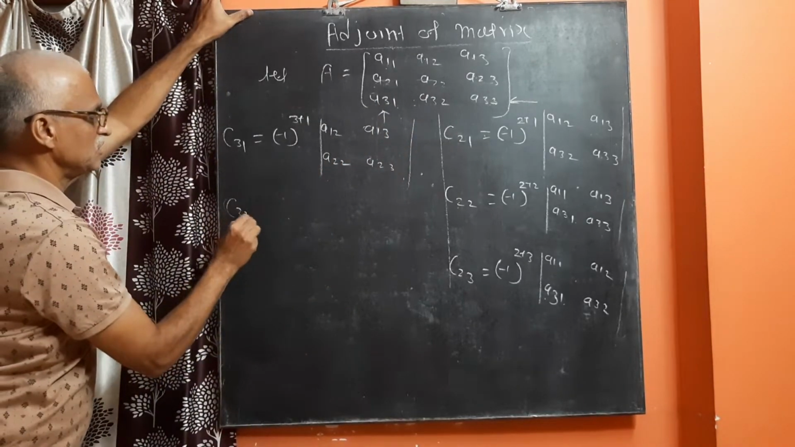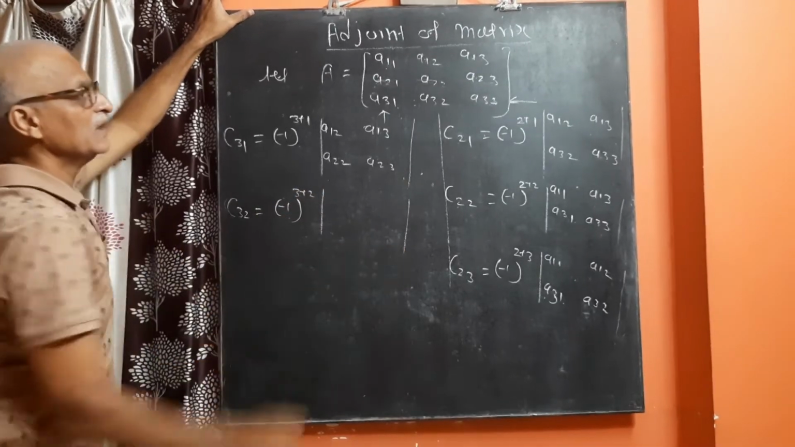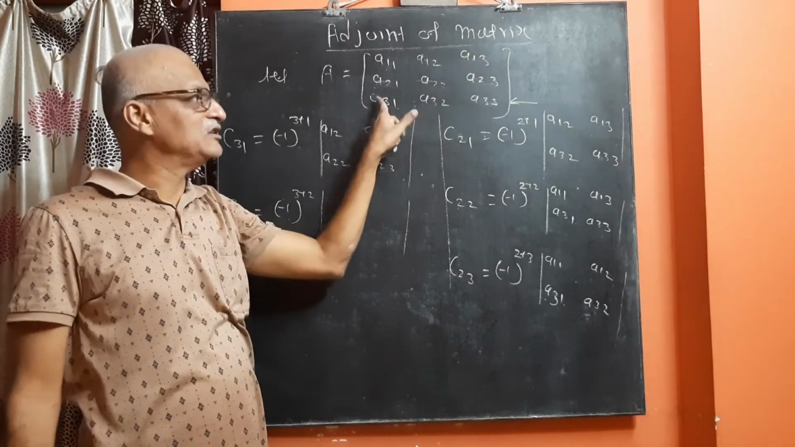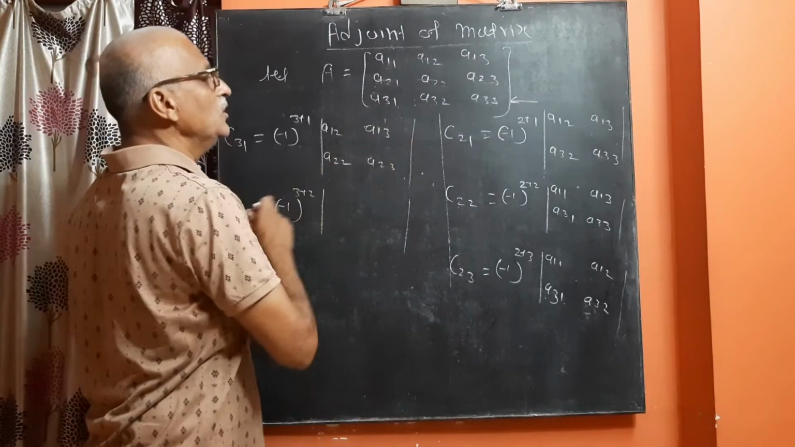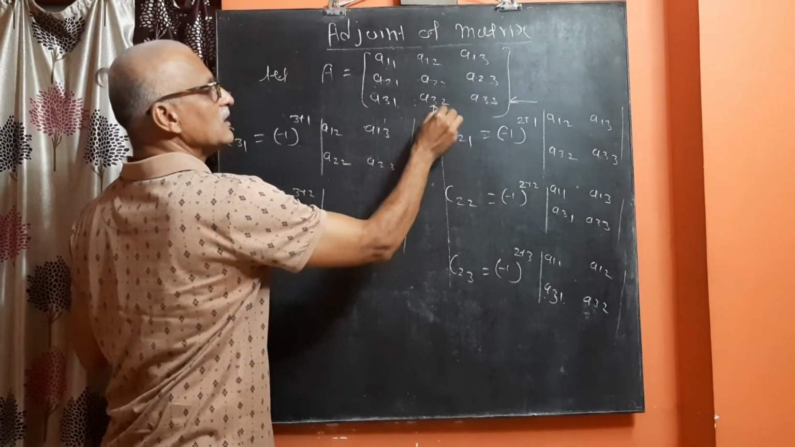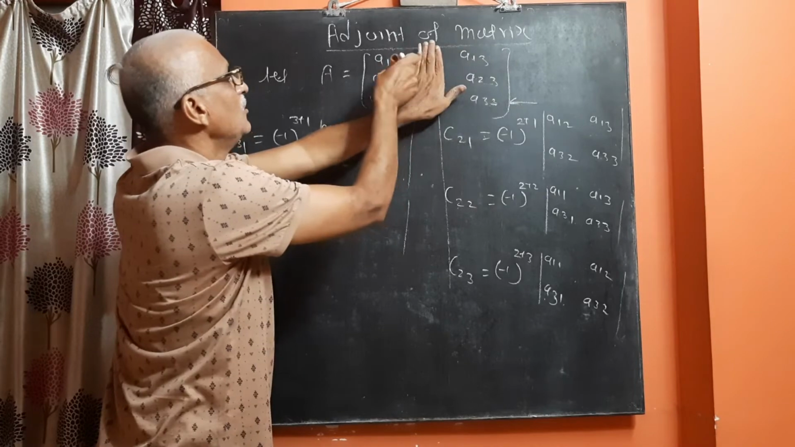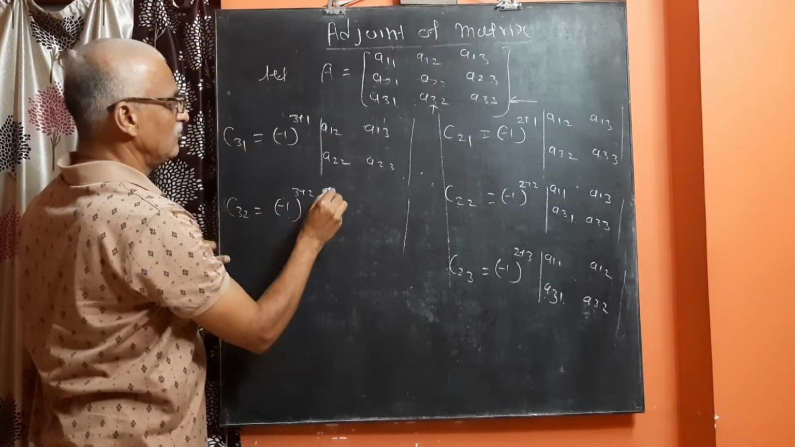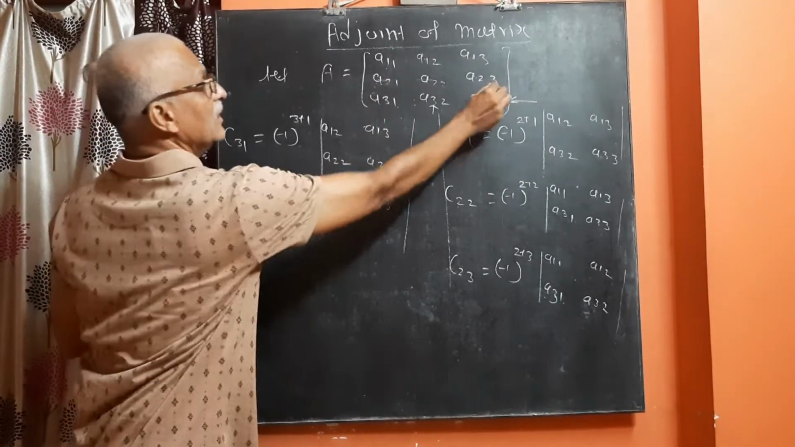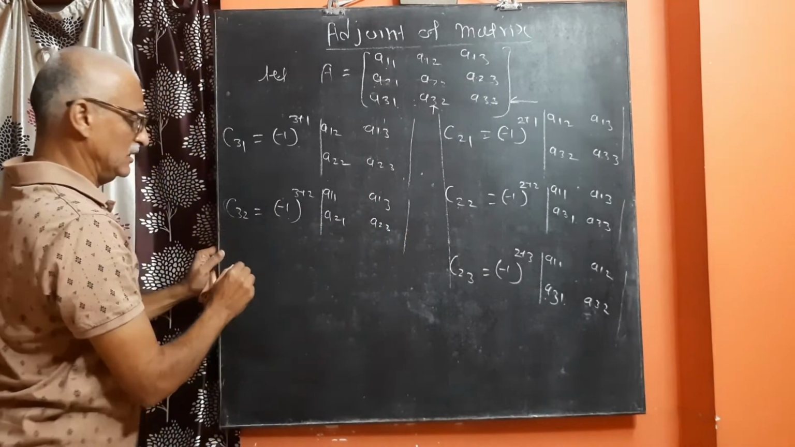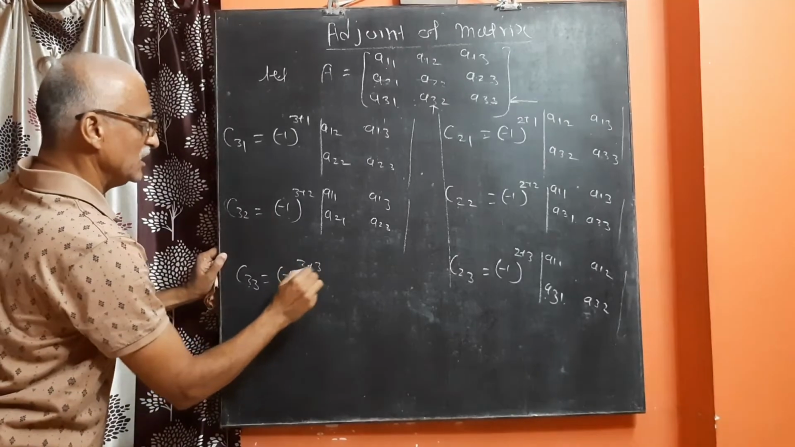Then the cofactor of C32 is equals to minus 1 raised to 3 plus 2 into determinant of. A32 is in which row? It is in the third row. In which column? Second column. So you leave this one and this one, and what remains is A11 A13 and A21 A23. Then the last one, C33, is equals to minus 1 raised to 3 plus 3 into determinant of.